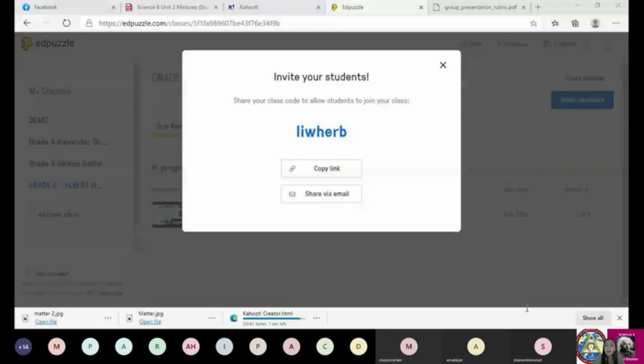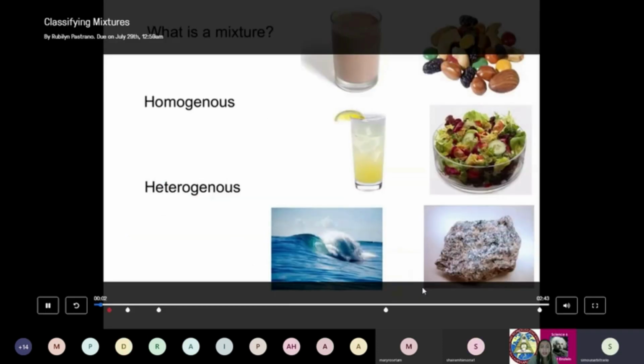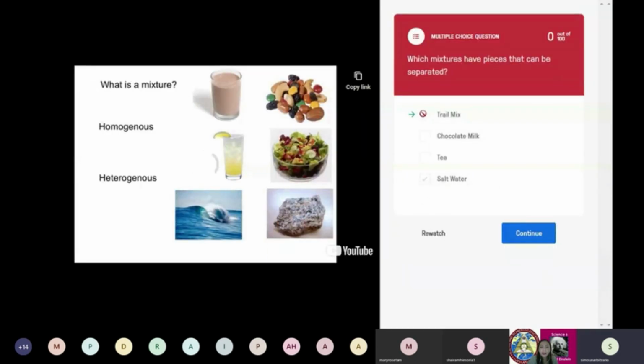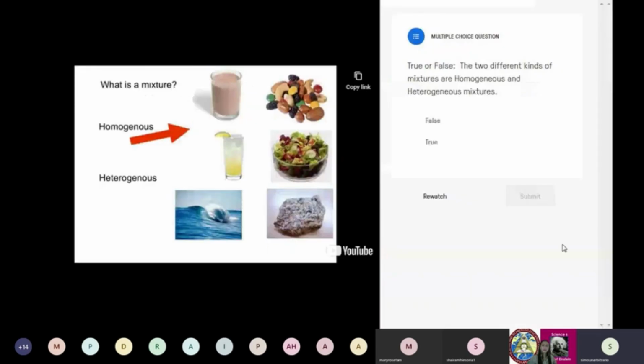Make sure you sign up as a student so that you can join our class in Edpuzzle. Simon already shared his screen. You can click rewatch, Simon, so that you will get perfect. You can click rewatch to view it again. Recognize that there are actually two different types of mixtures.